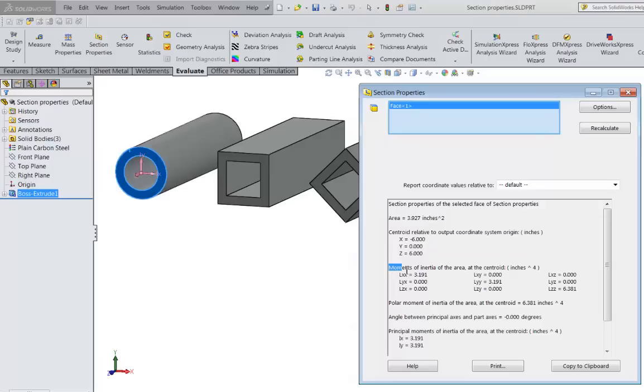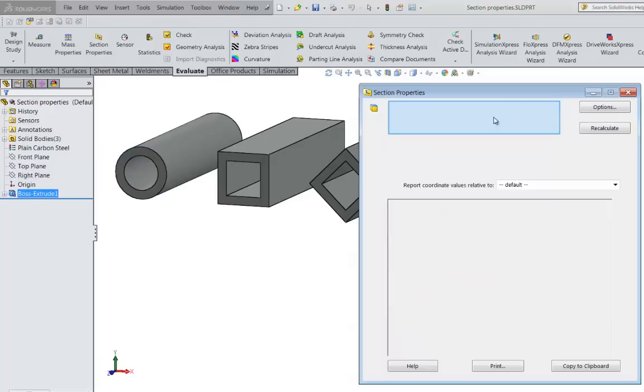It also tells me the moments of inertia of the area. The moment of inertia about the x-axis, 3.191. Moment of inertia about the y-axis, also 3.191. And we'd expect it to be the same since it's a round tube. It tells me the polar moment of inertia of the area, which is 6.381 inches to the 4th, which is the sum total of the Ix and the Iy.